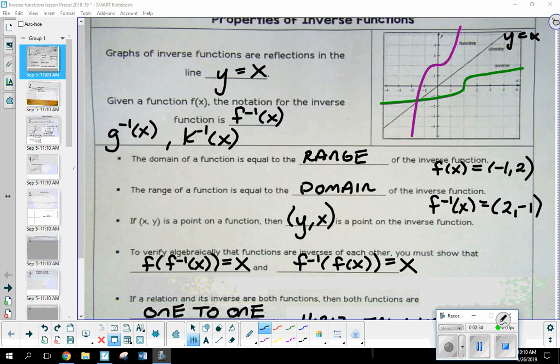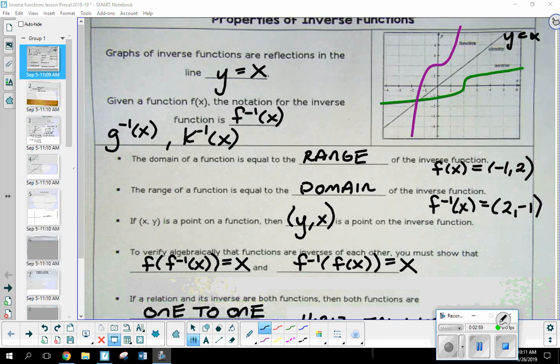Okay, well, let's talk graphically. What's important to an inverse graphically, or how would I find the graph of an inverse? What's my line of symmetry? Y equals x. Okay, the linear parent. If you want to see what the graph of an inverse is going to look like, whether it's a relation or a function, you reflect it across this line y equals x. So that's one thing.